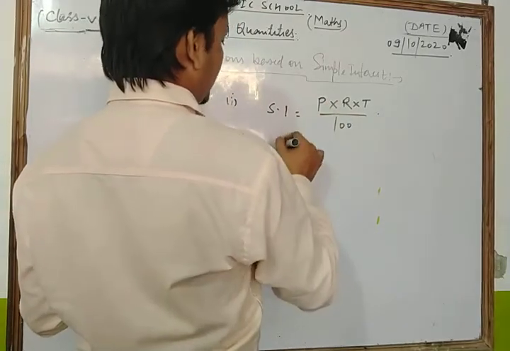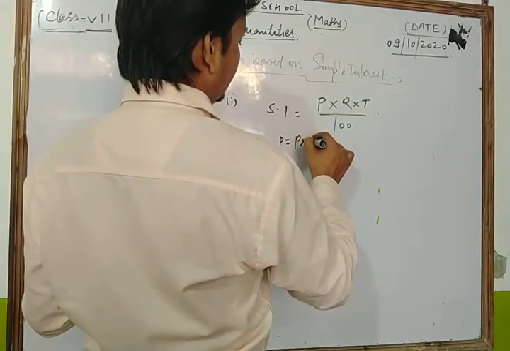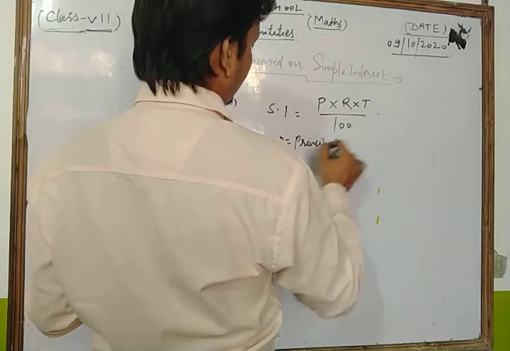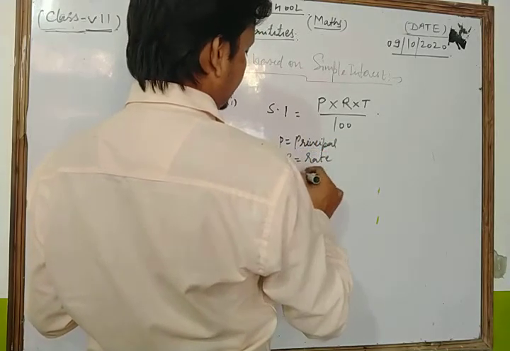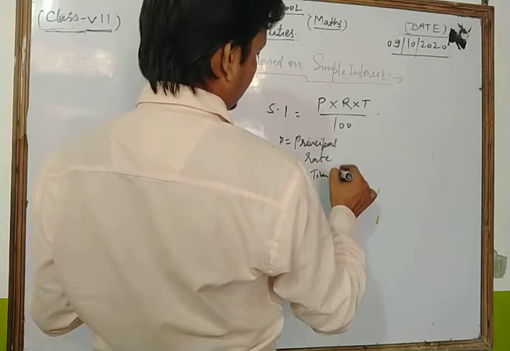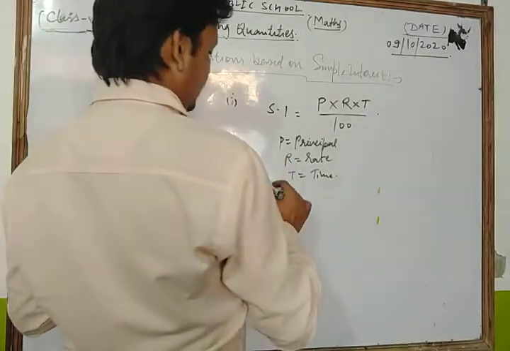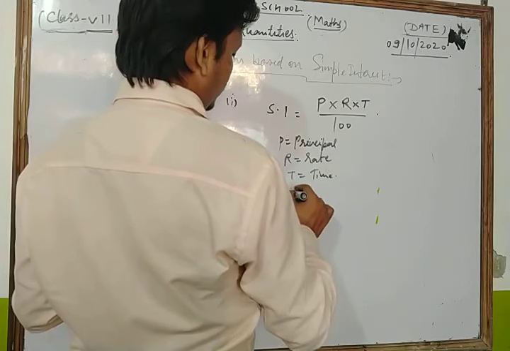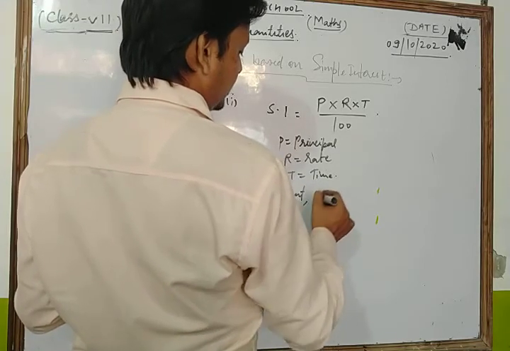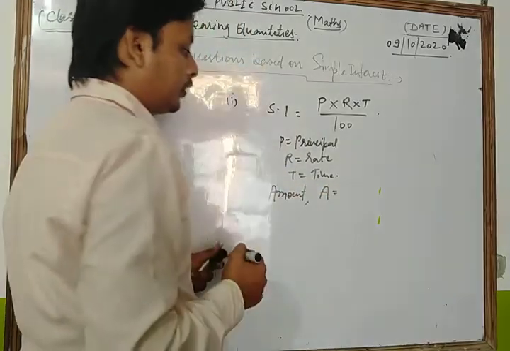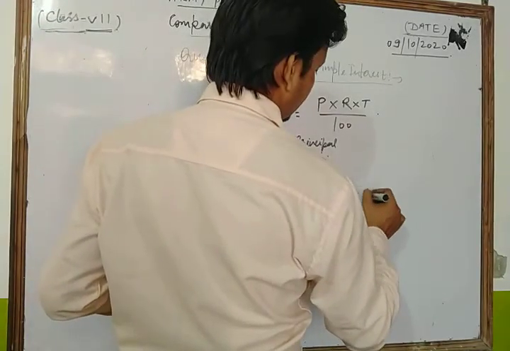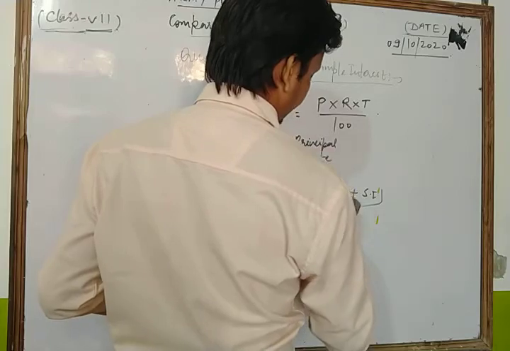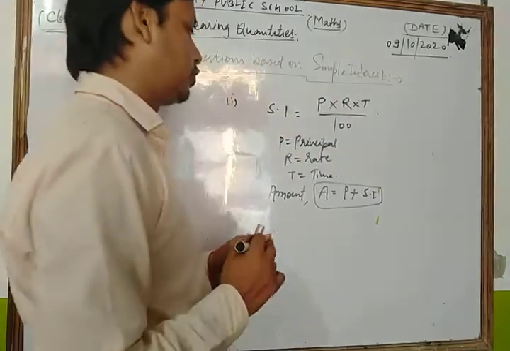Here P is what? Principal. Here this is the principal value. Here R is the rate in percent and T is the time period. Now the second formula is the amount. Dear student, the amount is denoted by the letter A, and the formula for the amount is principal plus simple interest.